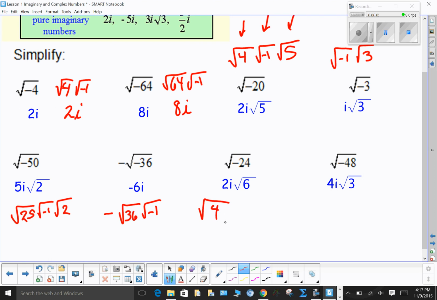Square root of 4, square root of -1, square root of 6. Square root of 16, square root of -1, square root of 3. 3 times 16 is 48, negative 48. Again, these are all pure imaginary numbers.